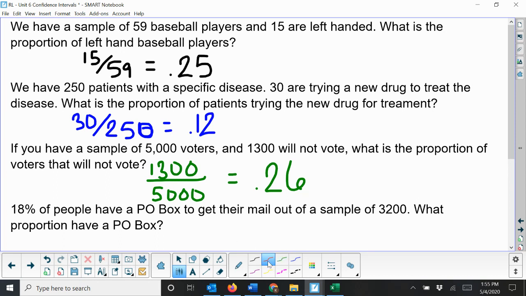And so for this last one here, 18% of people have a P.O. box to get their mail out of a sample of 3,200. What proportion have a P.O. box? This one is not meant to mess you up, but it tends to mess people up in that we already have the answer. We don't actually have to set up any problem. That percentage is our answer. So our answer for this one is 0.18. Just writing that percentage as a decimal gives us the proportion. So 18% would be a proportion of 0.18.